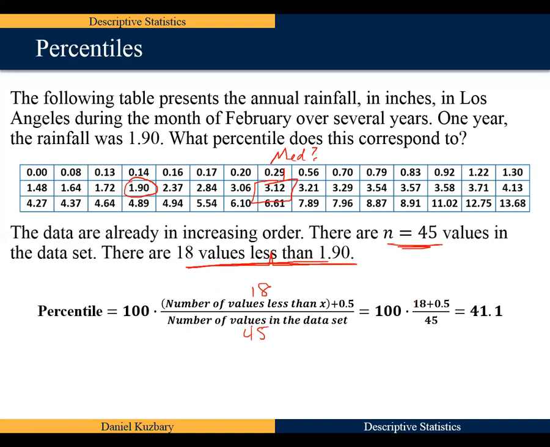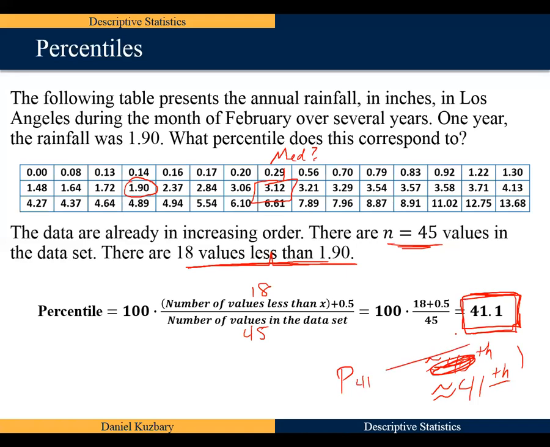So 100 times 18 plus 0.5 over 45, and you get 41.1. Now the last step of this was to round that to the nearest number. So unlike that first slide where you round it up, we're just going to round this to the nearest whole number, which is 41. I'll say this is the 41st percentile, or I could call this P41 if you wanted to.